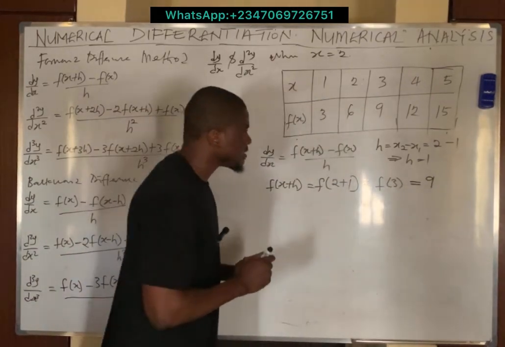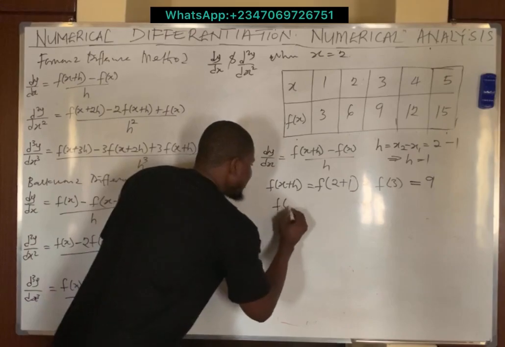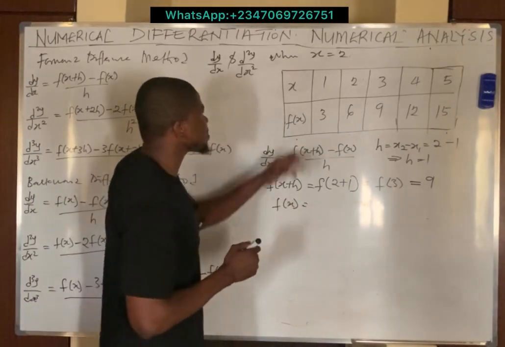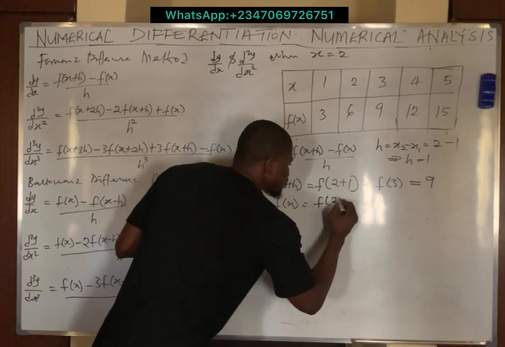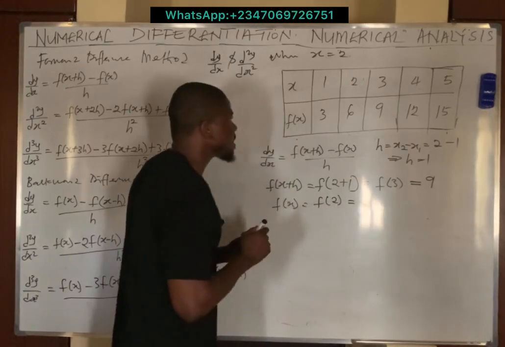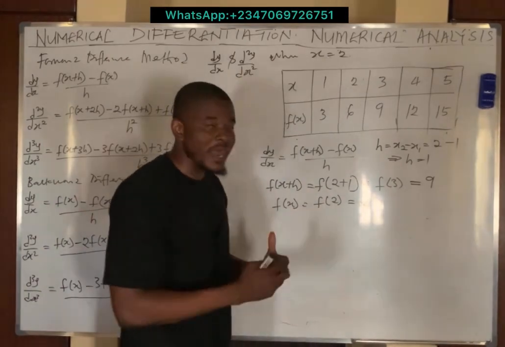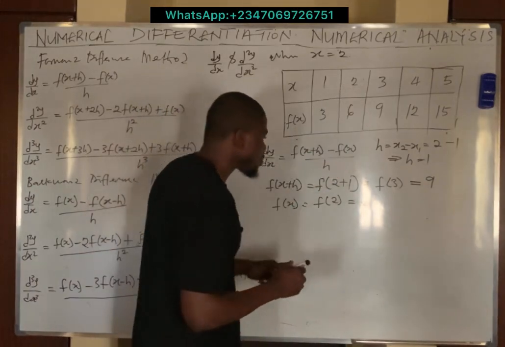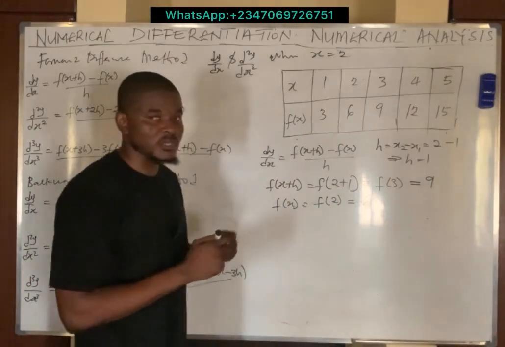Simple. The next thing in the formula is f of x. So you simply find f of x. And what is x? The point of interest, and for this question x is equal to 2. So you have f of 2. From the table, when x is 2, what is y? When x is 2, y is 6. So f of 2 is equal to 6. You have your values ready, you plug into the equation.